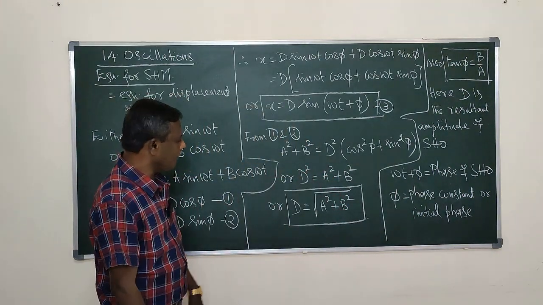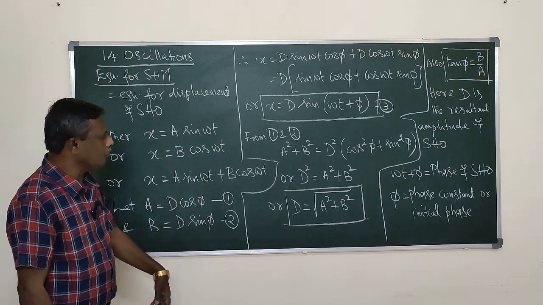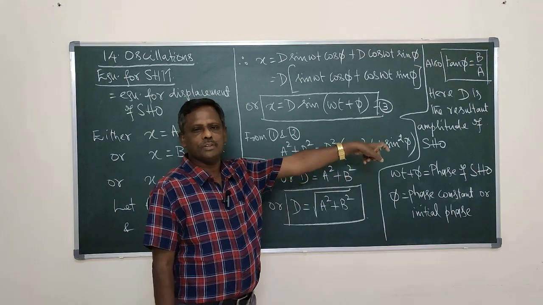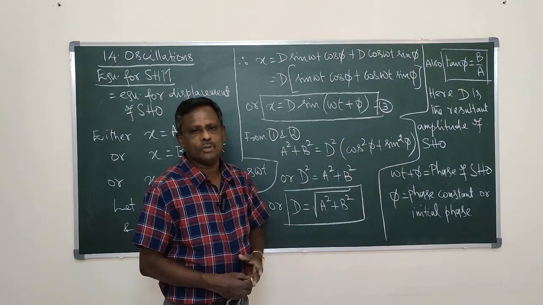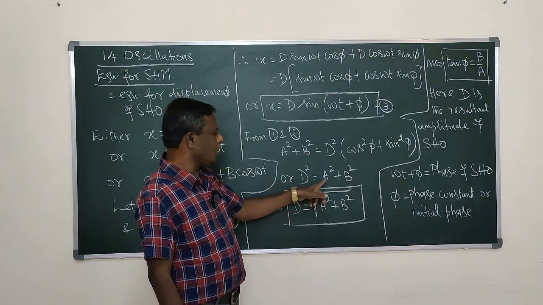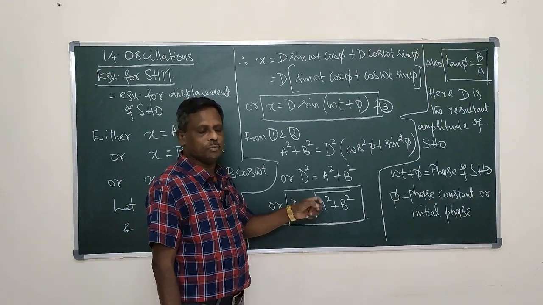Now how do we find d in terms of a and b? Square and add both equations. You will get a square plus b square equals d square into cos square phi plus sin square phi. You know sin square theta plus cos square theta equals 1, so that is going to be 1. That's why d square equals a square plus b square, or d equals the square root of a square plus b square.